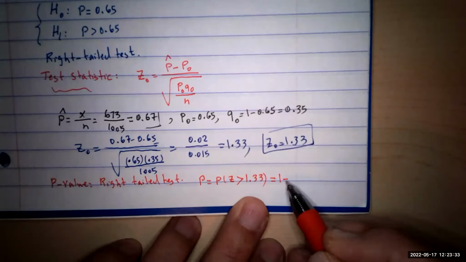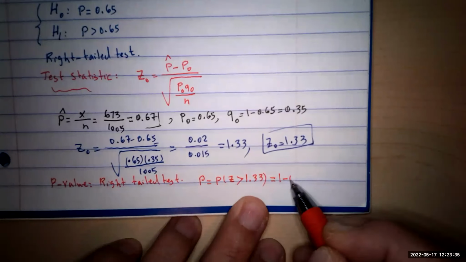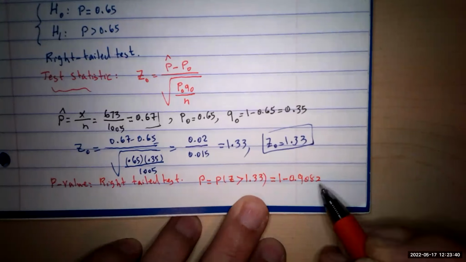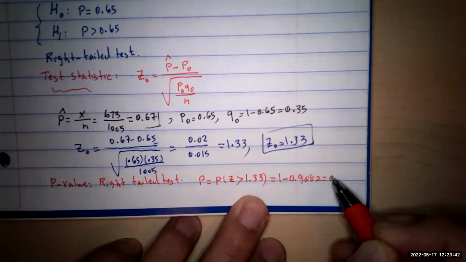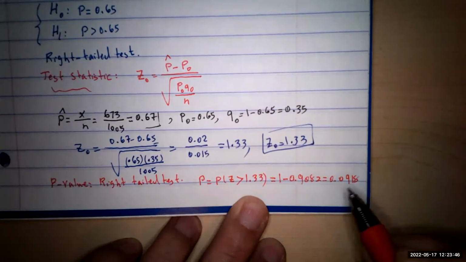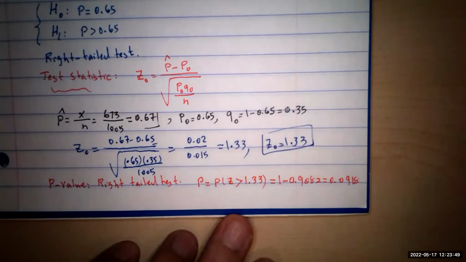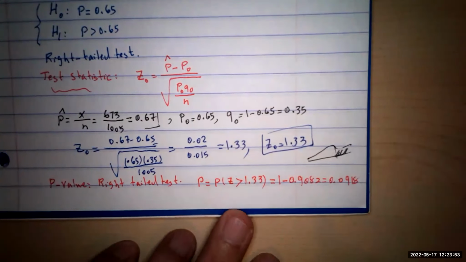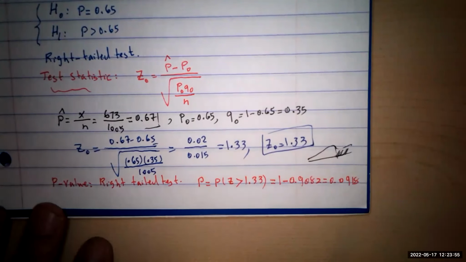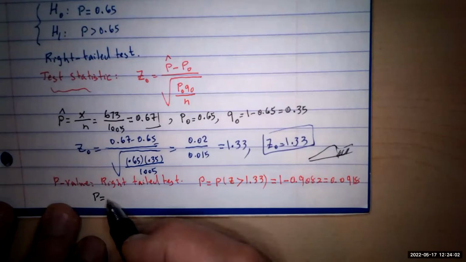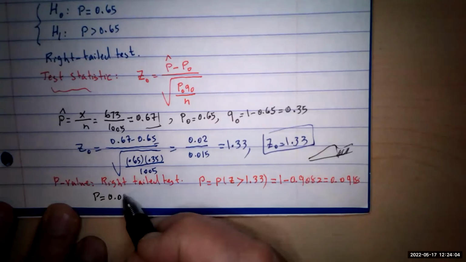It's going to be 1 minus, and for the 1.33, you get 0.9082, which is going to be 0.0918. Okay, this is the area to the right. That's why you have to find the complement. Okay, there you are. So your p-value is a very big one. It's almost 9%.